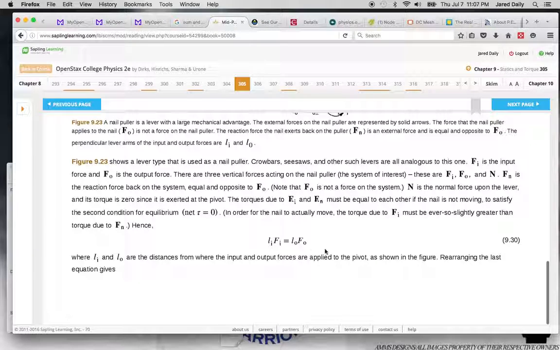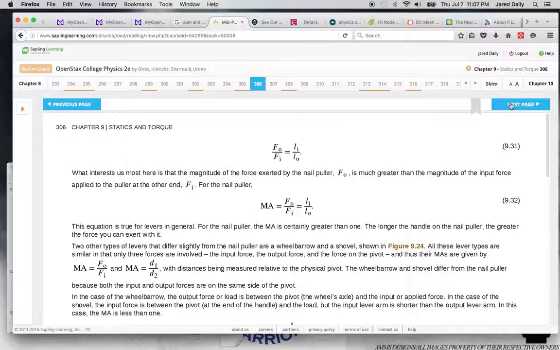And here they're using L instead of R, which is perfectly fine. And here they define the mechanical advantage for us engineers. Mechanical advantage is equal to the force O, which they call the... what do they? Force O stands for force.